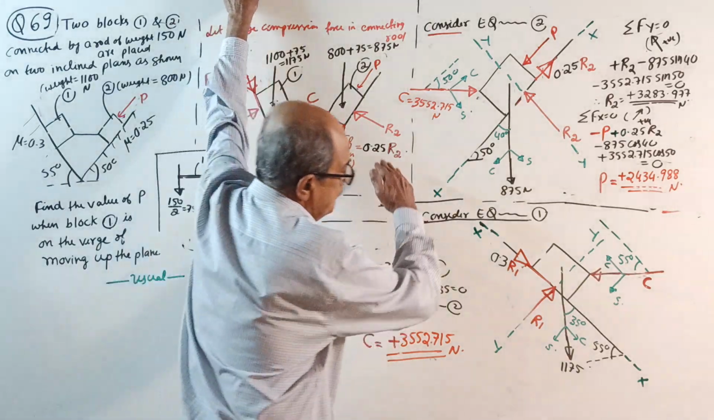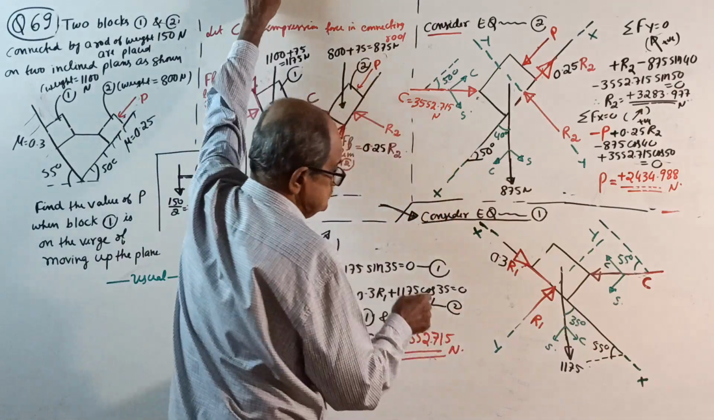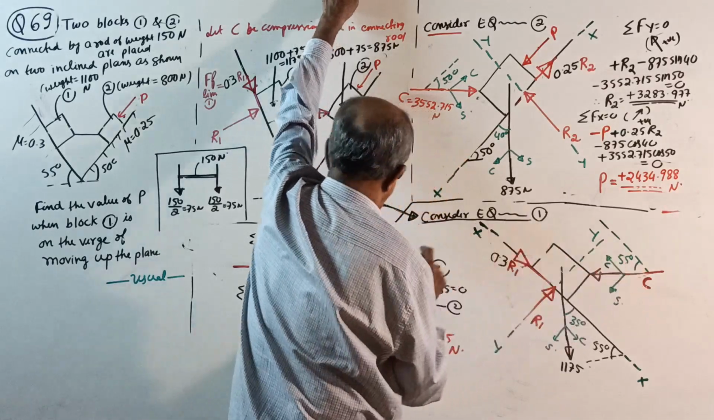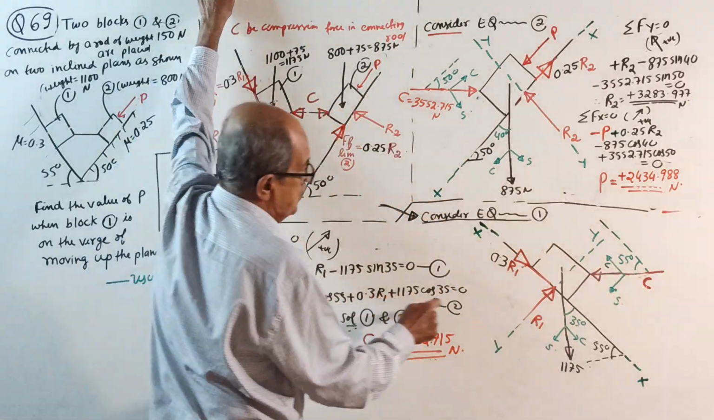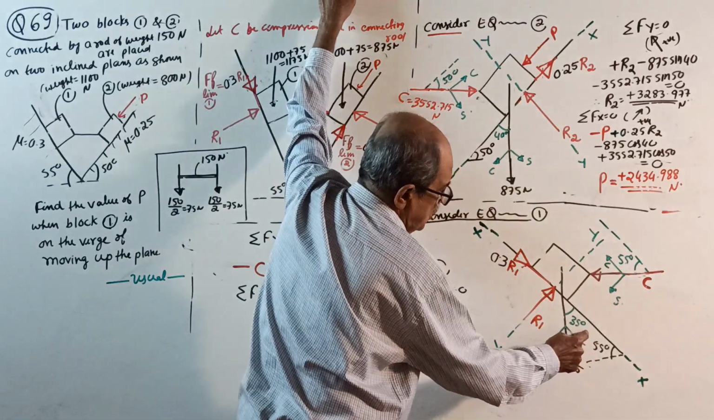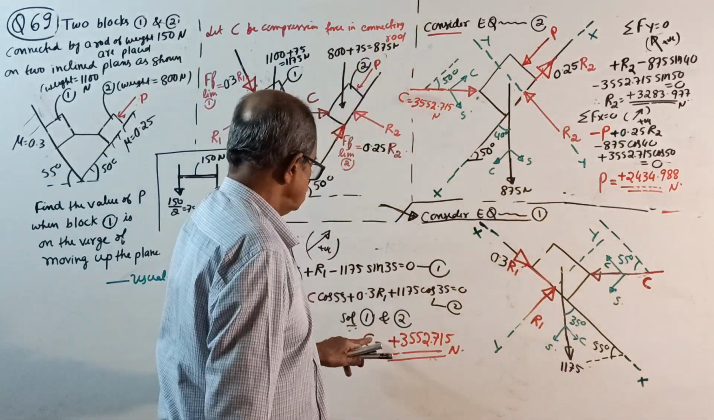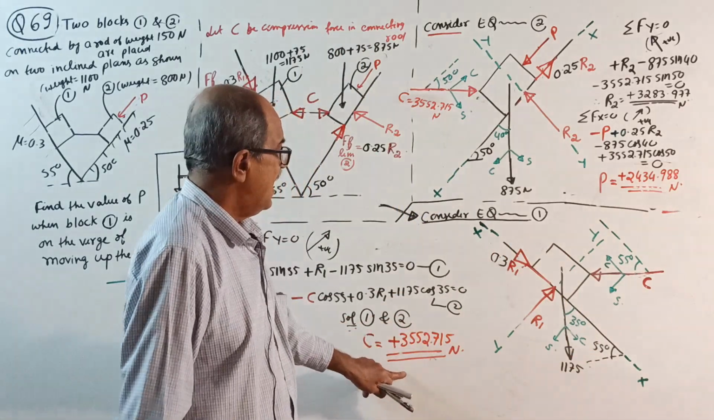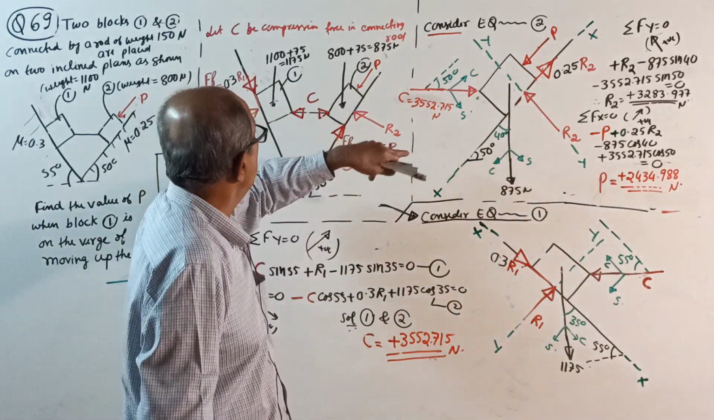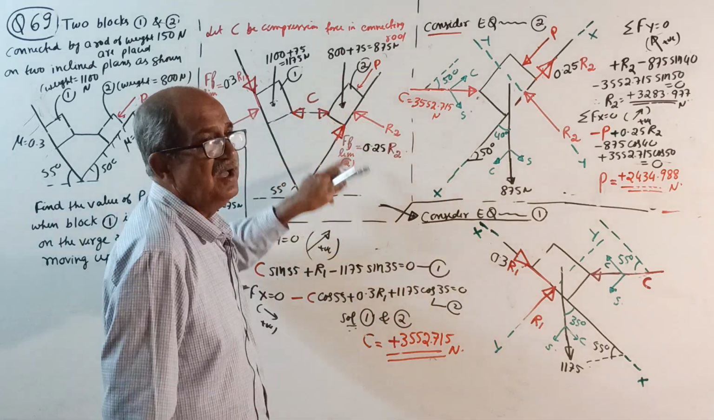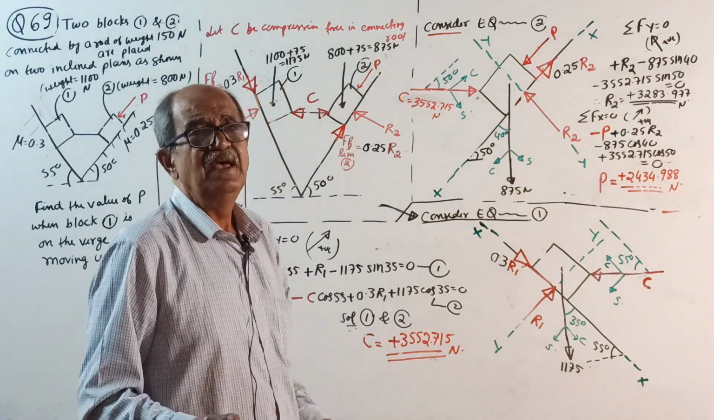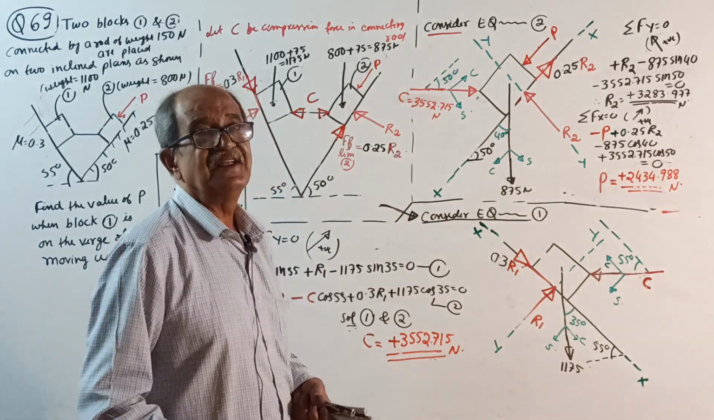Okay. Sigma Fx = 0, we will take right side positive. Start this way, right side going. Then minus C cos 55 plus 0.3 R1 plus 1175 cos 35 equal to 0. Solve 1 and 2, you get C, and also you will get R1. I don't want R1, because when you go to the next block, block 2, we want the C value. R1 is an extra answer. Some exam may ask you to find the normal reaction, then you require it.